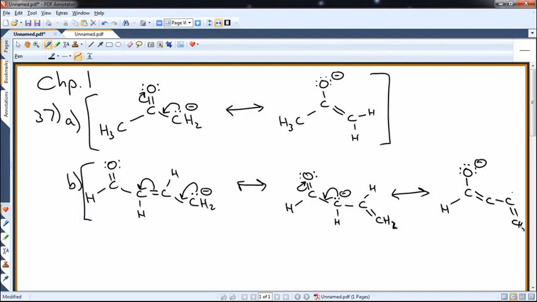I'm running out of space, right? And that would be our resonance set. So if it says draw all the resonance contributors, you would need to draw all three, and you would need to have all four arrows. And unless it specifically says draw the arrows that return to the structure, kind of like quiz 1 said, then you don't need the arrows that do this type of stuff. You wouldn't need these arrows.